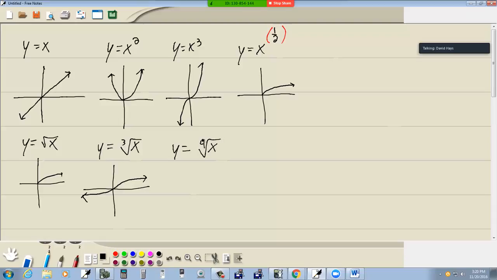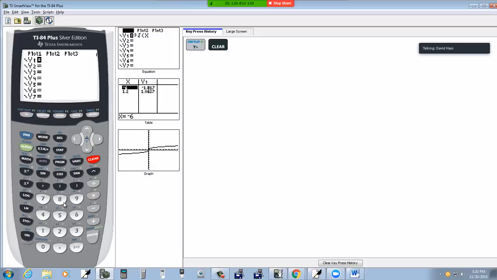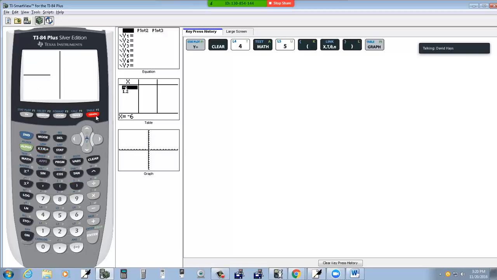Now, when you got any number in a slot, 4, 5, 6, or whatever, let's take a look at how to handle that. You press your y equals, clear. You put your index, that number in a slot, in first. I'll put in 4. Then I'll choose math, and then I'll choose number 5. That one looks like a radical with an x for the index. Then I'll do a beginning parentheses, x, and then closing parentheses, and then graph. Looks like square root, but it's just a little bit closer down to the x-axis.